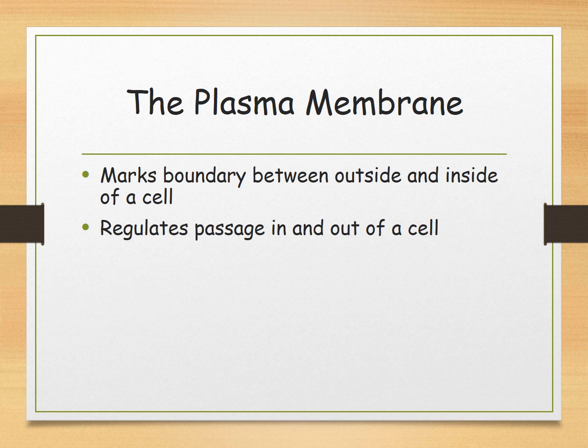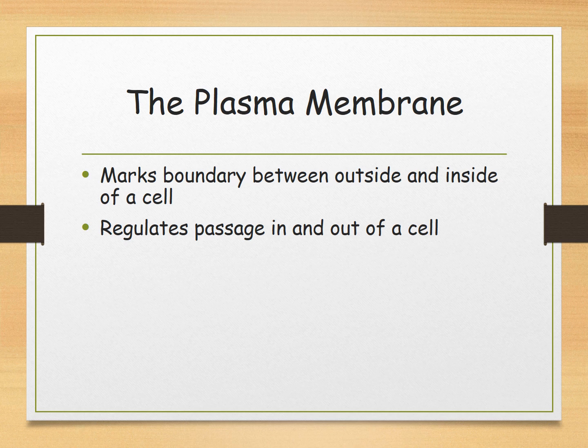The first is the cell membrane or plasma membrane. And just a side note, remember, this is also found in prokaryotic organisms. All living cells have a cell membrane, also called a plasma membrane. And what it does is it marks the boundary between the inside of the cell and the outside of the cell.